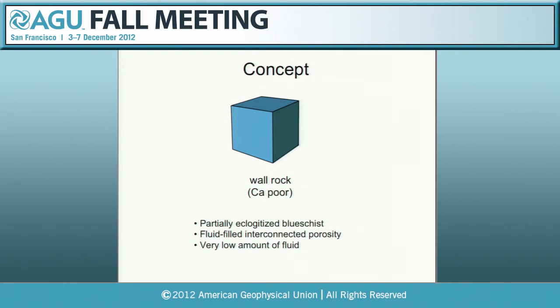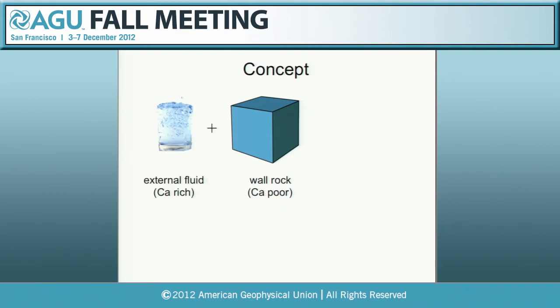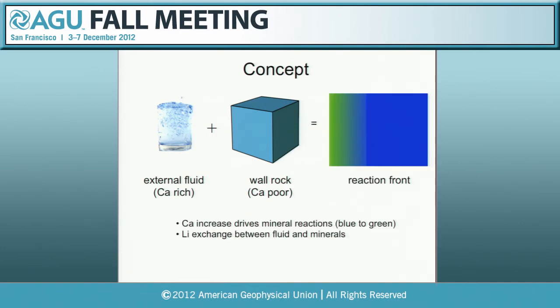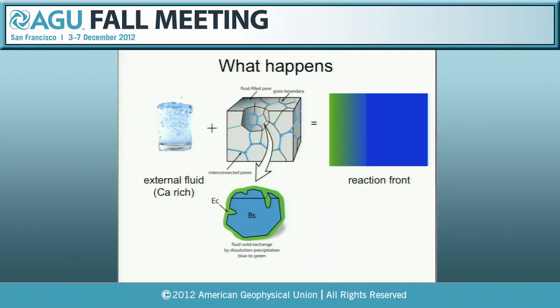So the concept here: we have our wall rock blueschist, a calcium-poor rock that is already partially eclogitized and has a fluid-filled interconnected porosity, but a very low amount of fluid. It got in contact with a high calcium-bearing fluid, a huge reservoir of calcium-rich fluid, and that caused the reaction front to form, due to diffusive exchange in the most simple view between both fluid reservoirs. This calcium increase drives mineral reactions, and as a passive tracer, the lithium will be exchanged between fluids and minerals.